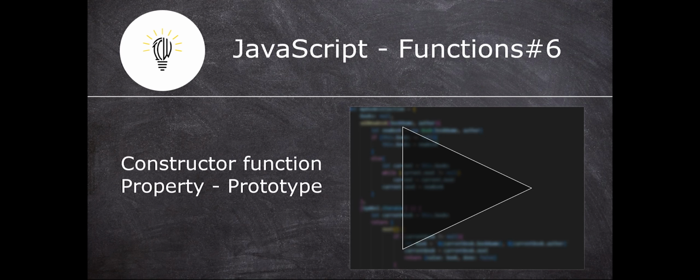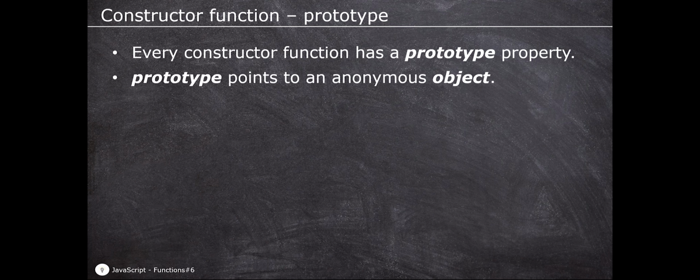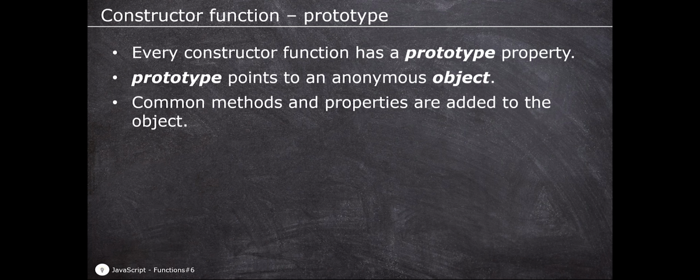To address the concern of maintaining one single copy of methods for all the objects of a constructor function, JavaScript provides a property called prototype. A constructor function uses this property to share common methods and properties with all its instances. And every JavaScript constructor function has a prototype property, which is an object, an anonymous object. And on this object, we add methods and properties to share among the constructor function instances.